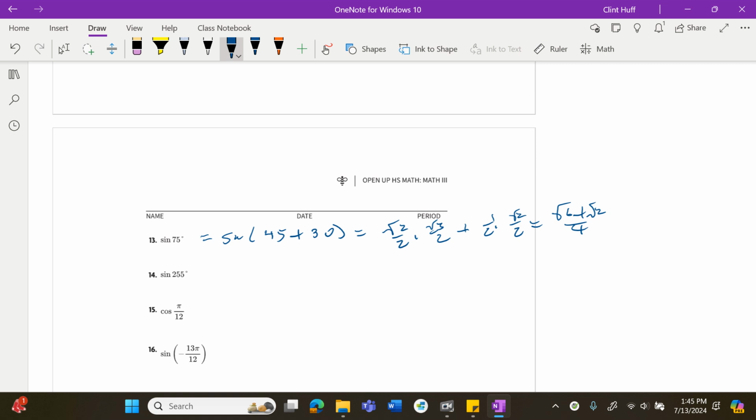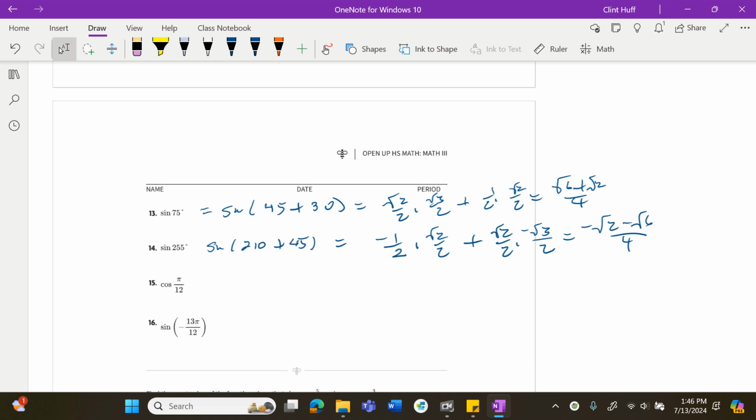On 255, we decided that was going to be the sine of 210 plus, what did we say, 45. Okay, so what's the sine of 210? That's negative 1/2. And the cosine of 45 is root 2 over 2, plus the sine of 45, which is root 2 over 2, times the cosine of 210, which is negative root 3 over 2. And that's going to give you negative root 2 minus root 6 over 4.